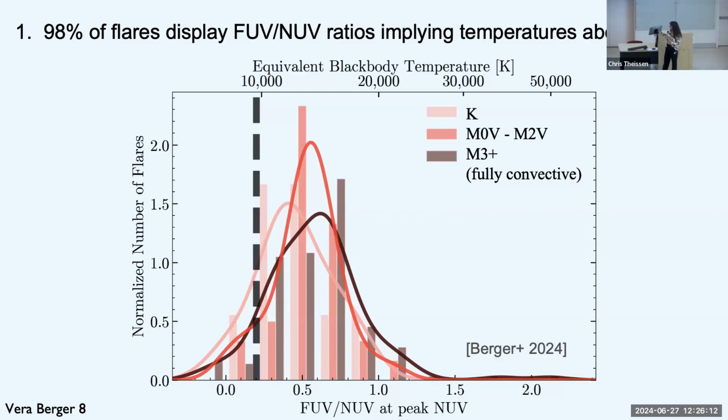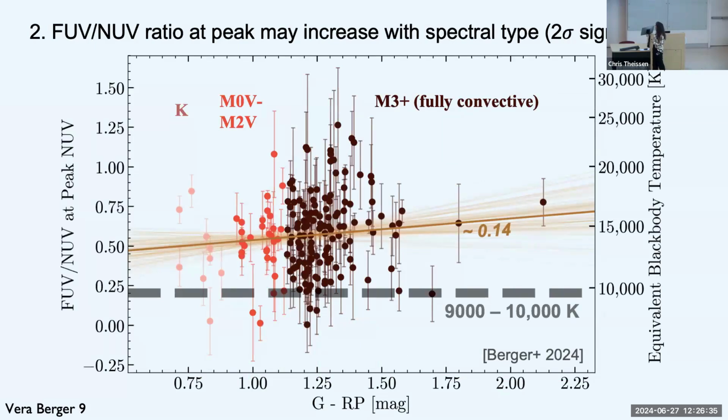And I do want to note there's a good amount of scatter here. Actually, a good portion of it is intrinsic scatter, not just attributable to measurement error. And finally, these kernel density estimates show some hint that we might move to higher far UV to near UV ratios with respect to spectral type. So this encouraged us to search for some correlations, which brings me to my second result.